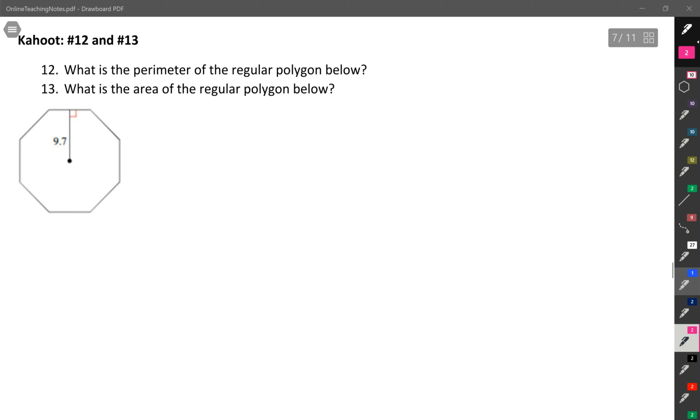So here we first want to look at how many sides our figure has. We have 1, 2, 3, 4, 5, 6, 7, 8. So we have 8 sides, which means we're going to be working with an octagon.